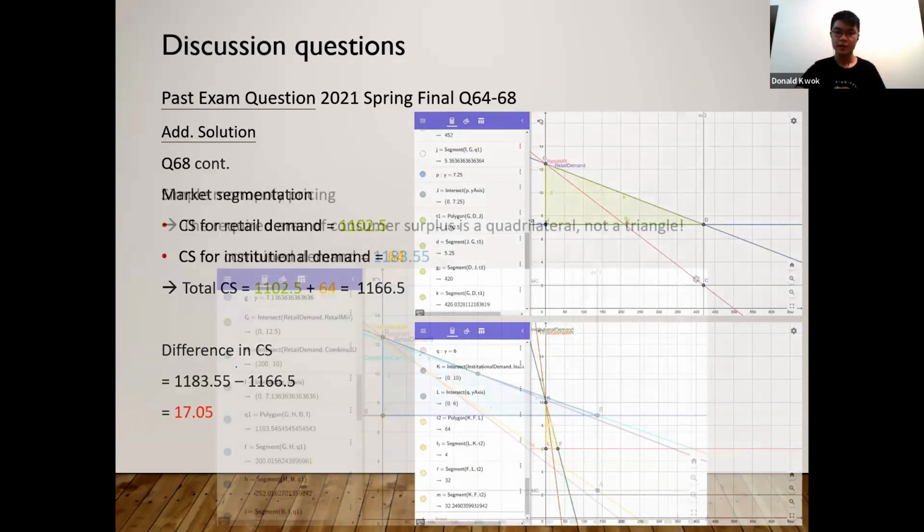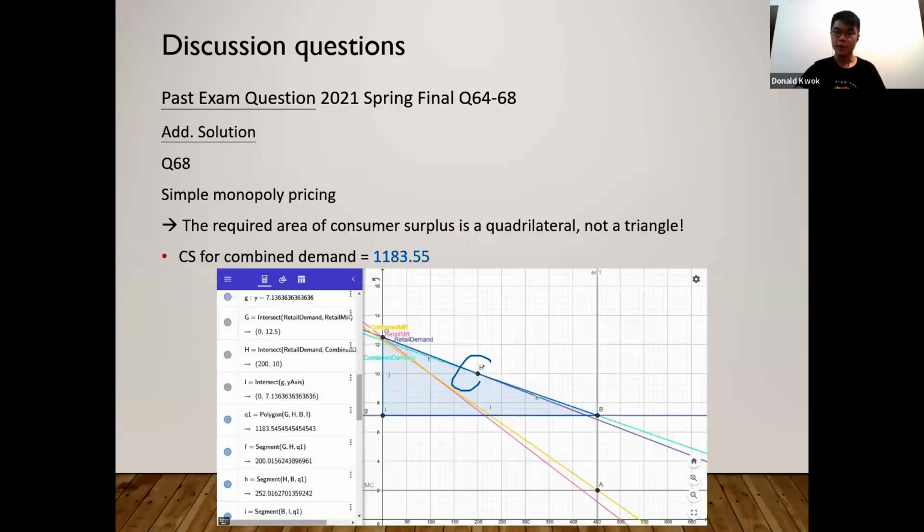Let me go back here. Point H is actually the kink point in the combined demand curve. Using a Polygon function, you can find out the area of this quadrilateral, 1,183.55, as the consumer surplus under the single price scheme.